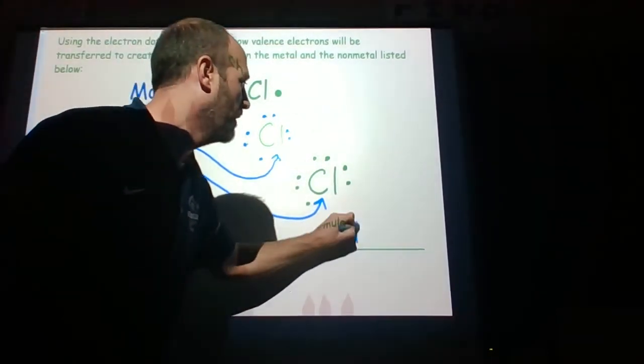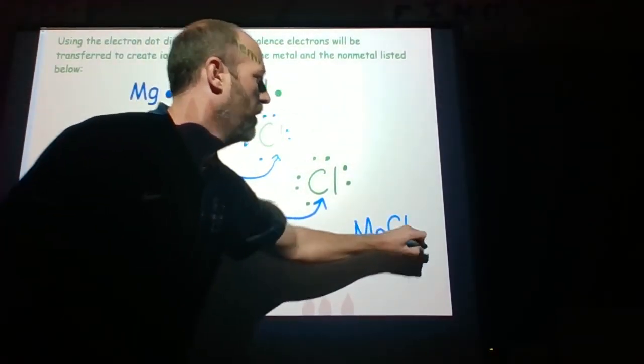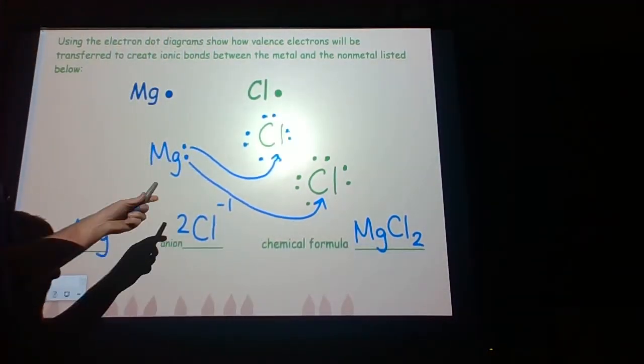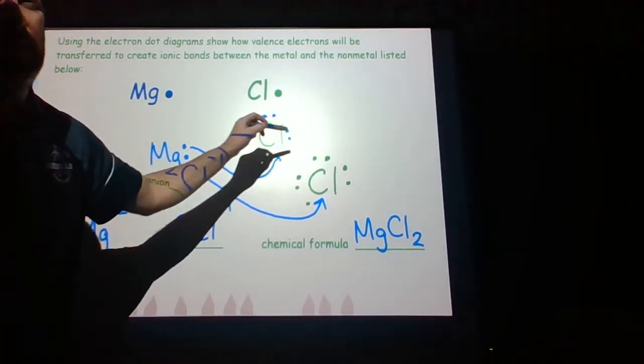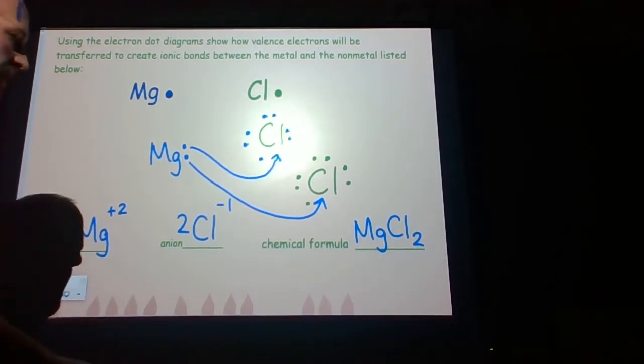Chemical formula, this is where we write MgCl, and now the 2 becomes a subscript. It goes on the bottom. So what this means, for every 1 Mg ion, there are 2 chlorides that are stuck to it. That's how we form the ionic bond.